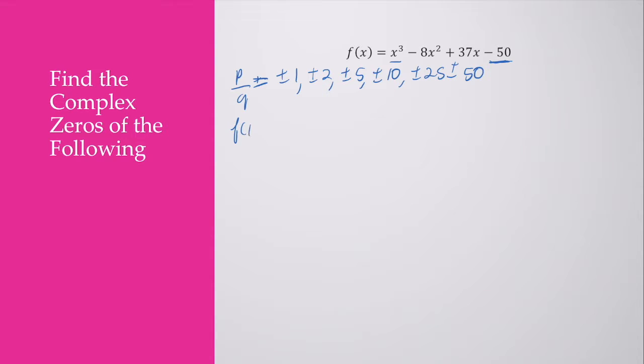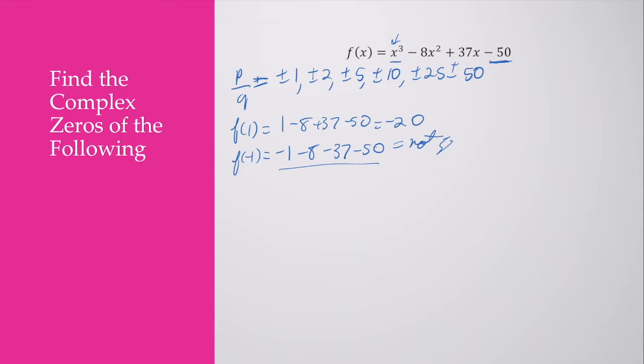If I have f of 1, that's 1 minus 8 plus 37 minus 50. I'm substituting in 1, and 1 squared and cubed and by itself is 1. So I get negative 20. If I have f of negative 1, that gives me negative 1 minus 8 minus 37 minus 50. And I can tell you what, this is definitely not 0. I don't even need to bother to add it up. It's unnecessary math. But what about f of 2?